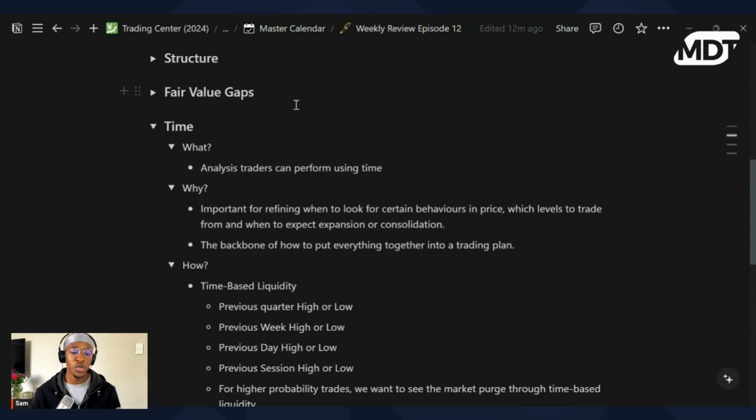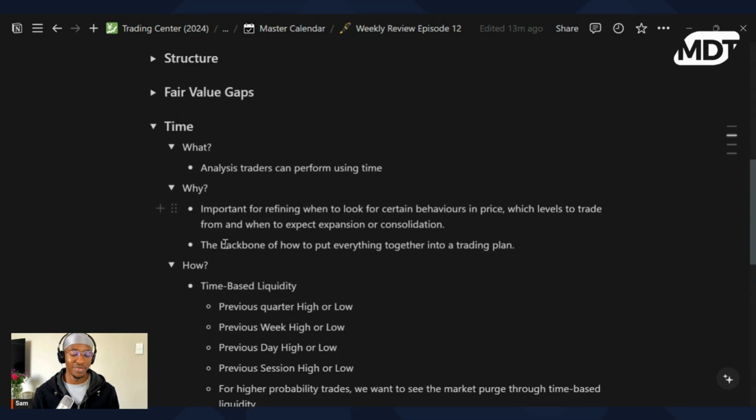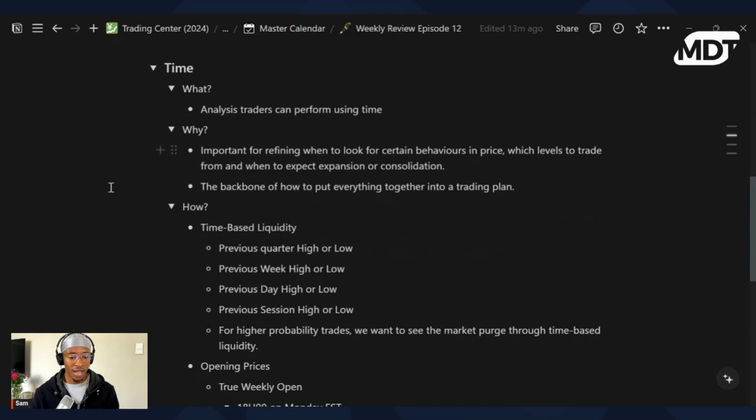So I think time really helps you frame strategy, and really, I don't know, just adds a whole level of structure that's hard to put in words unless you're actually implementing it. But again, I'll show you that in a sec.